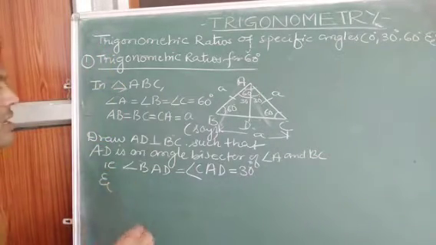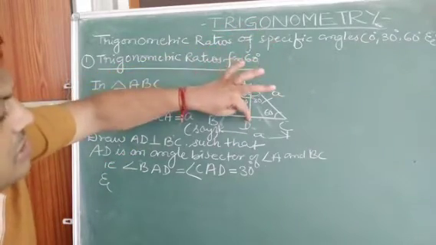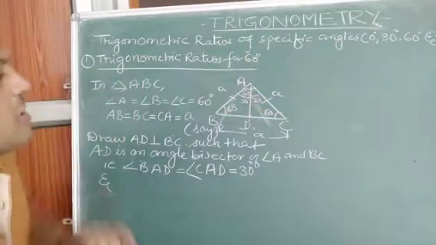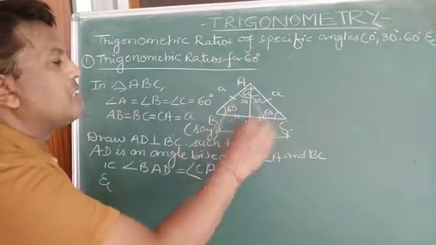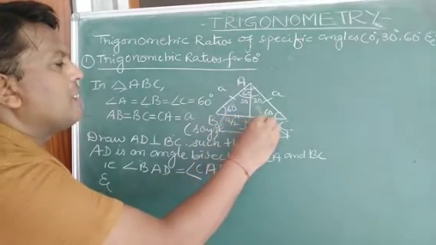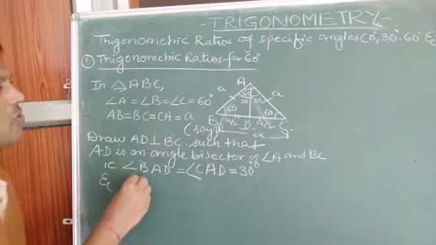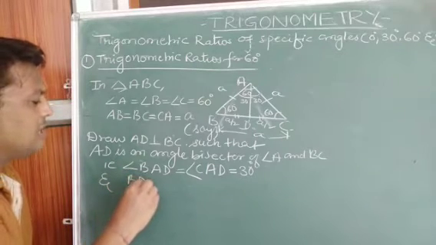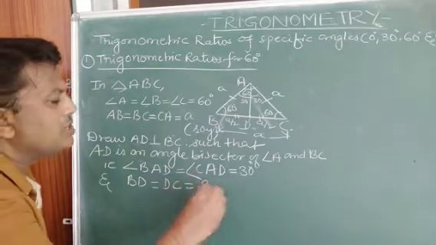So what can you say? AD is a bisector of angle A, as well as it is dividing BC into two equal parts. That is, this part is equal to this part. If the total is a, it will become a by 2, and this will also become a by 2. So BD is equal to DC is equal to a upon 2.